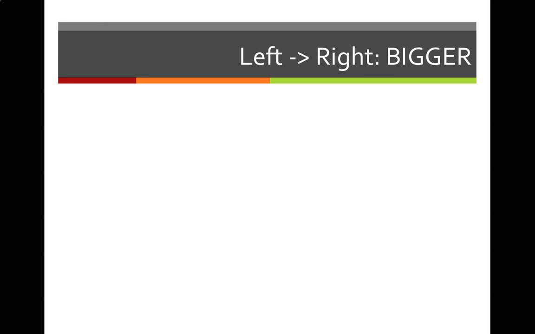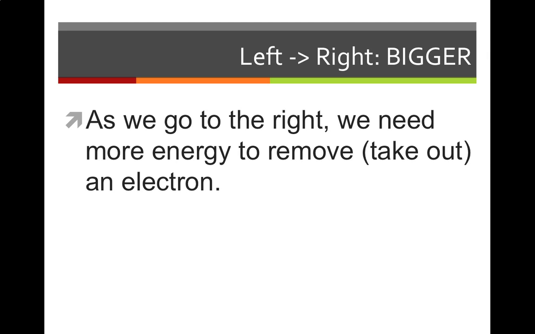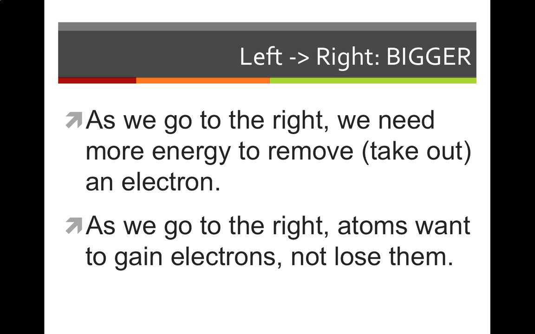And for our ionization energy, as we move left to right on the periodic table, it becomes bigger. It takes more energy. So as we go to the right, we need more energy to remove or take out an electron. And that's kind of what we've been seeing. We know that halogens are so close to being noble gases in the same isoelectronic series. It'd be much easier for them to gain one electron than to start removing them. So it takes a lot of energy to remove one because they would much rather gain one. As we go to the right, atoms want to gain electrons, not lose them.